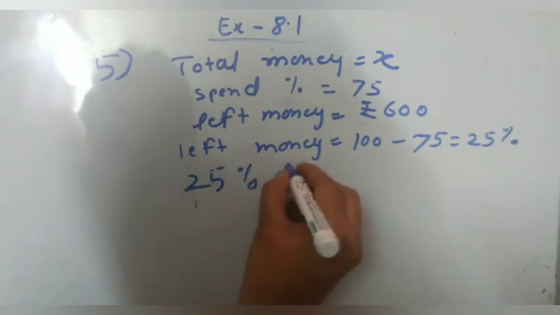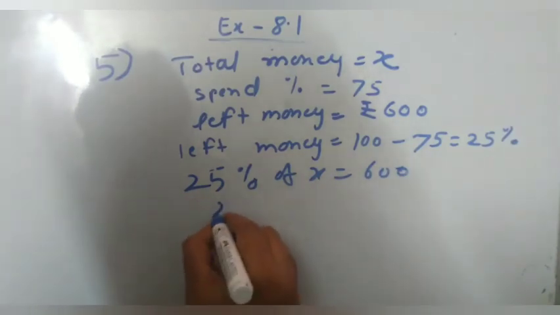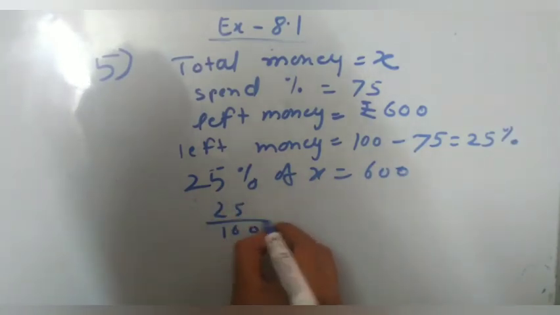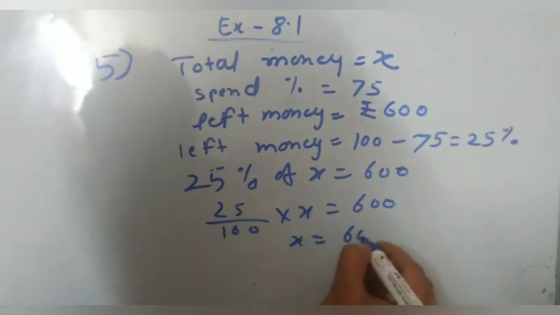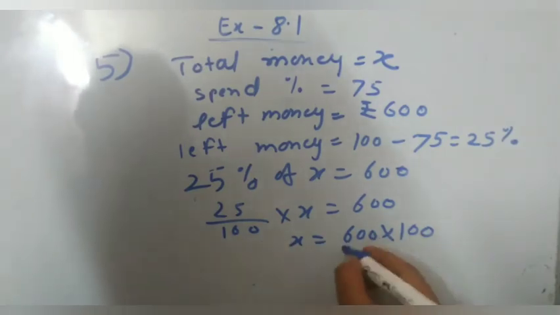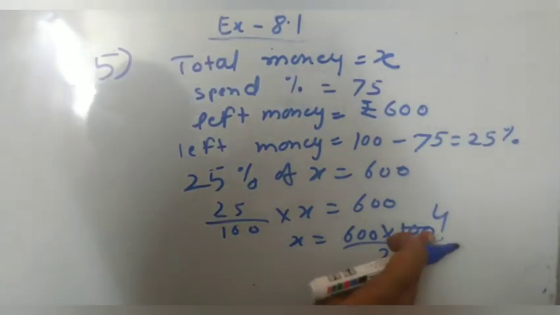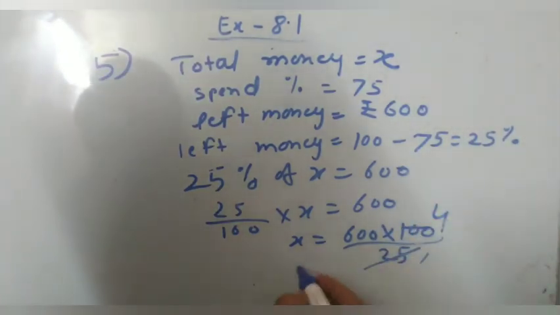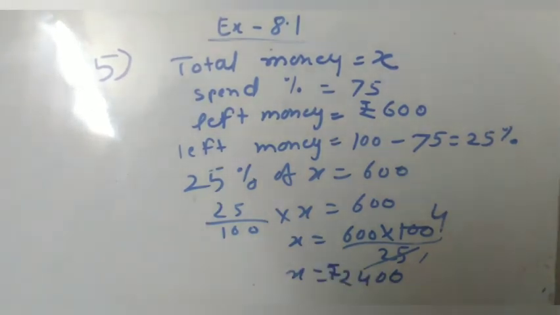25% of X equals 600 rupees. Then calculate this: 25 upon 100 multiplied by X equals 600. Now X equals 600 multiplied by 100. This is in division, so it will become multiplication, and this is multiplication, it will become division. 25 fours are 100. So X equals 2400. She had 2400 rupees in the beginning.